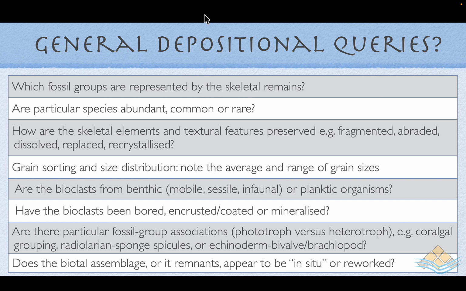Have they been replaced? Has the depositional mud been recrystallized into microspar? How much marine cement is present versus later burial cement? What was the level of grain sorting and size distribution? So we look at the average and also the range of grain sizes, but also with the notion that micrite can be introduced in bafflestone environments, for example, in what are relatively high energy conditions on the seafloor.